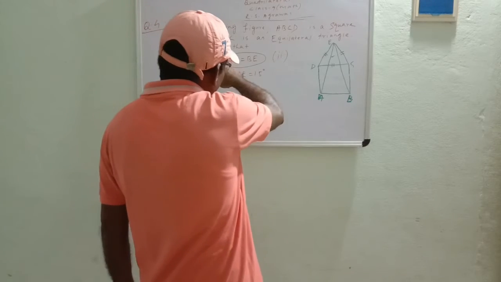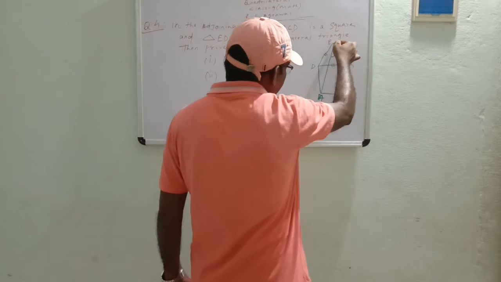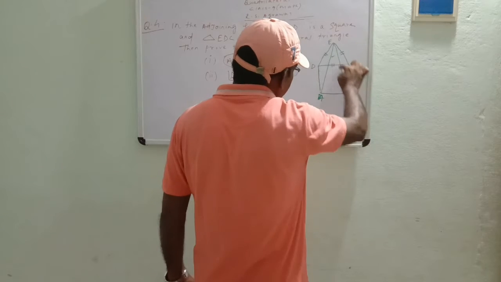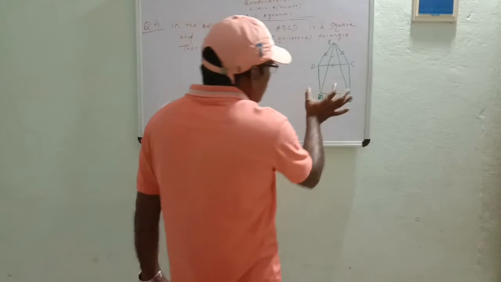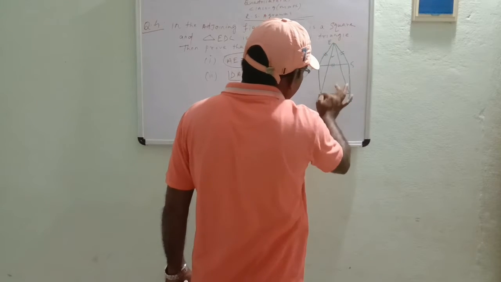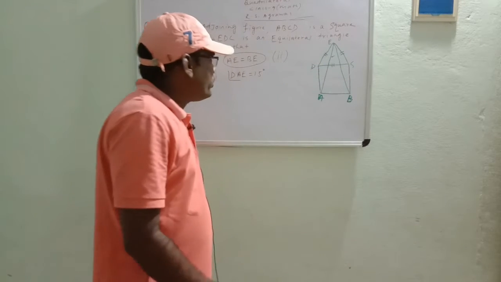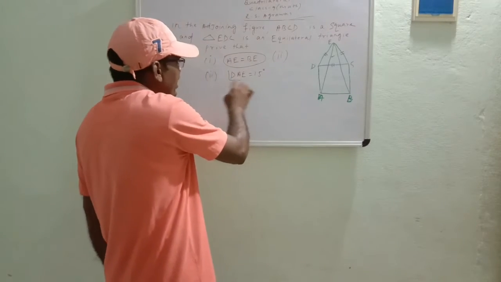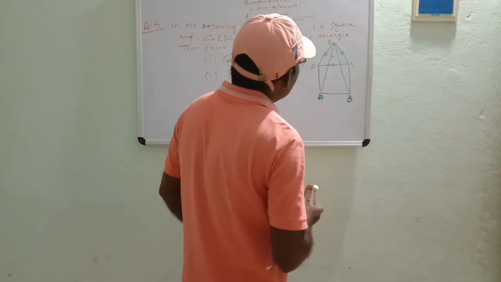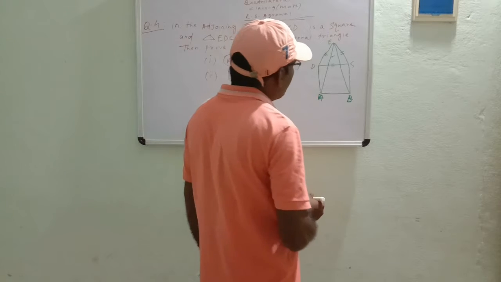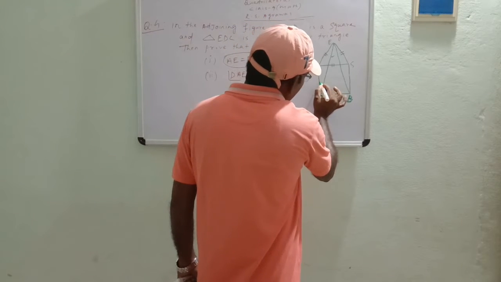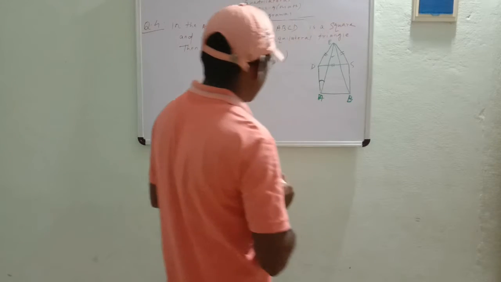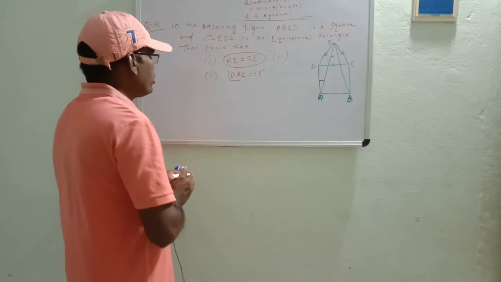We have to prove that AE, this line segment, is equal to BE, this line segment. It means you have to prove that these two line segments EA and EB are of the same length. So it is your first proof. Then the second proof is that angle DAE equals 15 degrees. It means you have to show this angle as 15 degrees. So let's start the first proof.